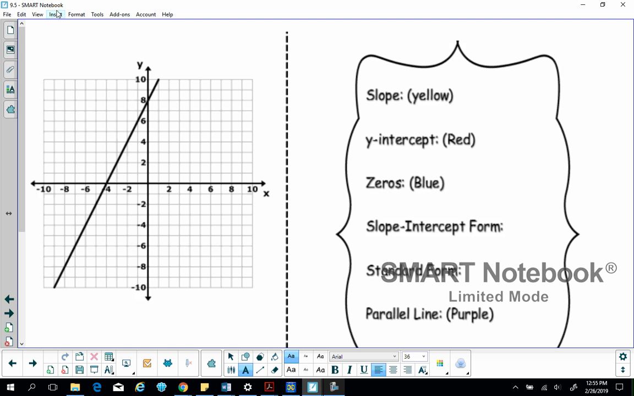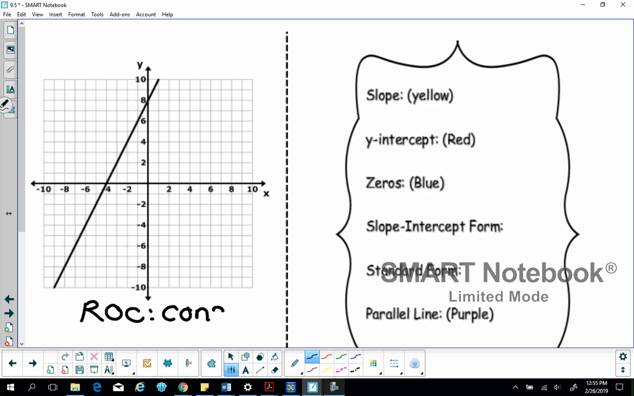So this is all review. The first thing we're going to look at is our rate of change. Does this one have a constant rate of change or a variable rate of change? Constant. If it's linear, that means no matter what, I'm going to have the same rate of change. So put that under the graph. Constant rate of change. So we're on the linear section. We're starting from that.